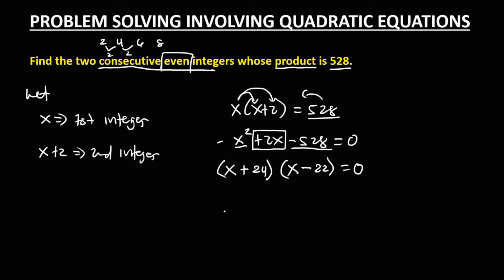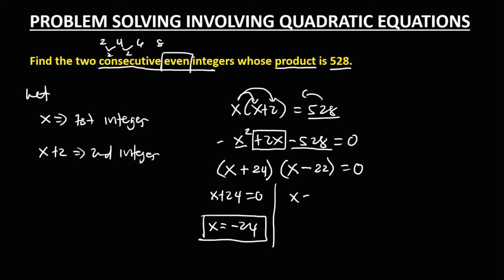Then to solve for x, we equate these two factors to 0. So we have x plus 24 equals 0, so x is negative 24. And the other one, x minus 22 equals 0, so x is positive 22.